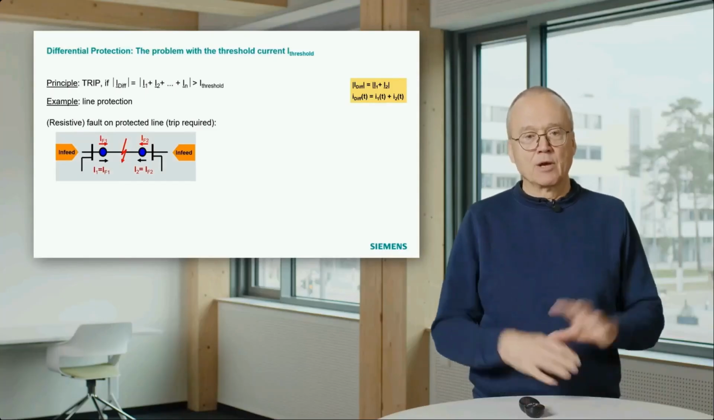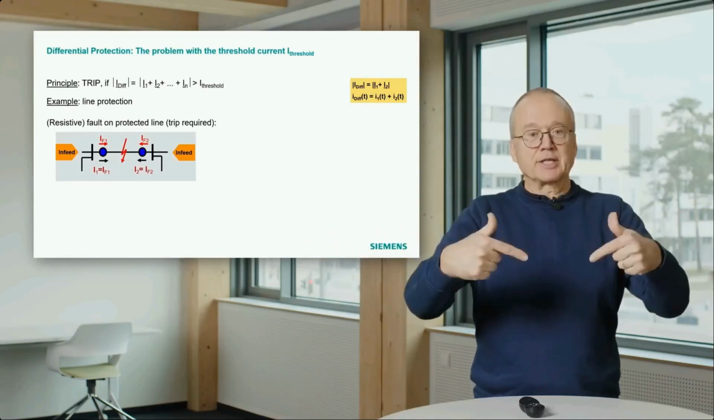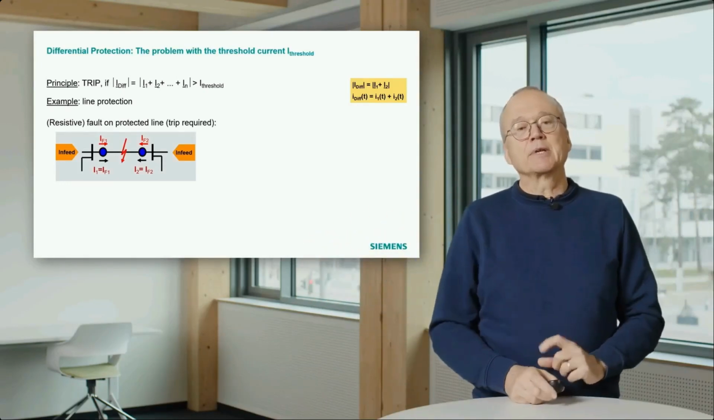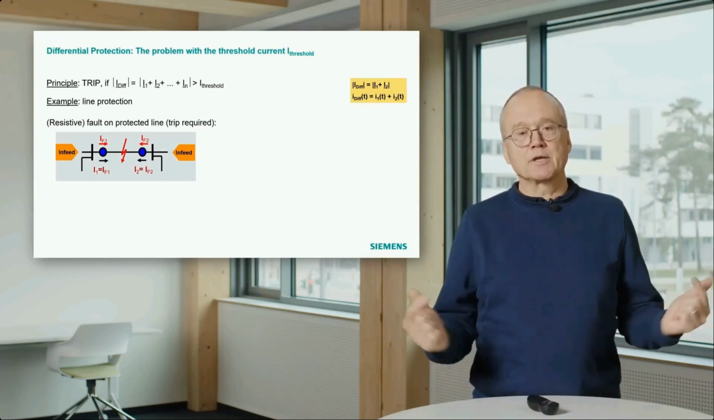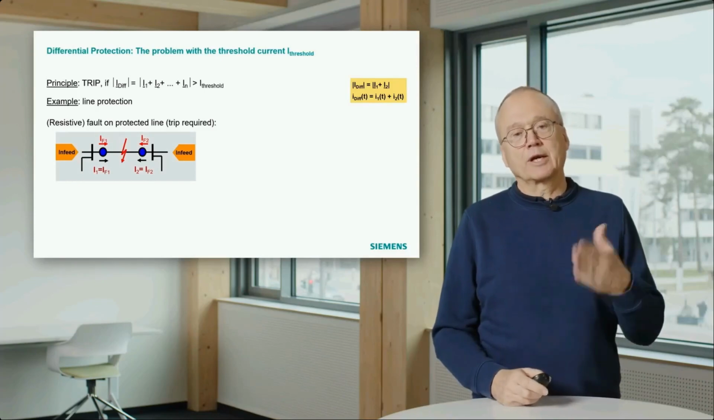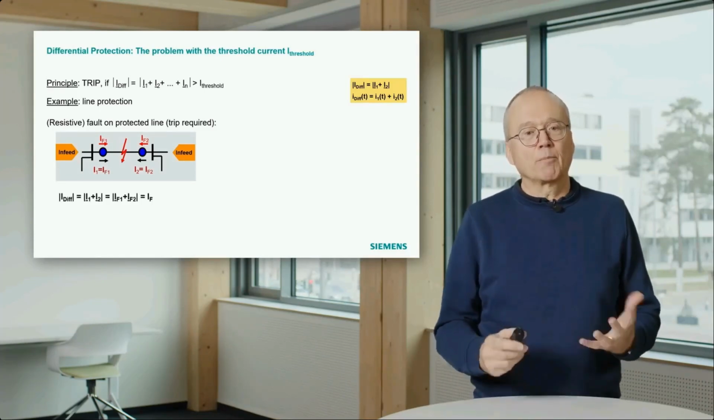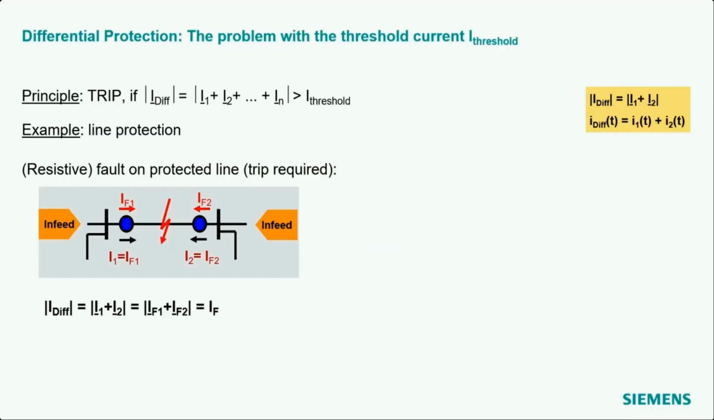So what happens? We measure the currents at two ends of the line. Short circuit currents come from both sides. That means both current transformers measure a certain current flowing into the line. Fault current 1 on the left side, fault current 2 on the right side. And from that we calculate the differential current. We assume they are in phase, so we can just simply sum up the two currents. That means the differential current in this case is equal to the fault current.